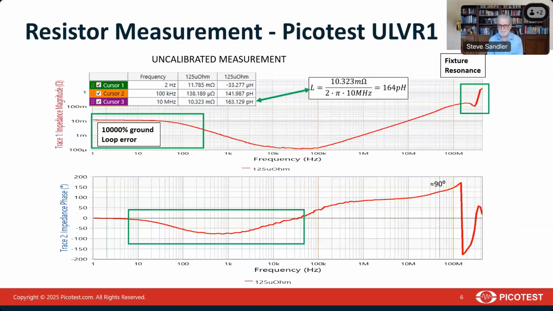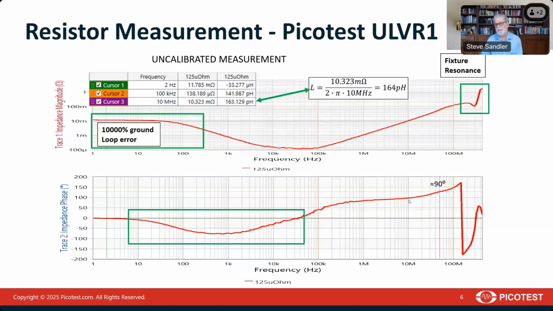a resonance there. Well, one of the interesting things about this measurement is that if we use the cursors and look at the inductance, we can see that the inductance at 10 megahertz says that it's 163 picohenries. And if we take the magnitude at 10 megahertz and divide it by omega, we get 164 picohenries. And those two are in really good agreement. And they're in really good agreement because we can see that sloping line for the inductance. We know it's inductive because it's increasing impedance at 6 dB per octave with respect to frequency.